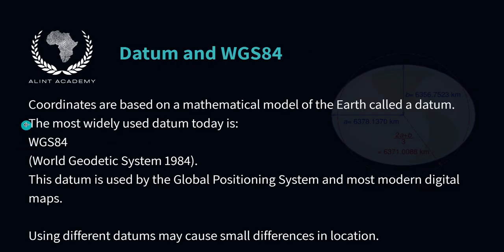Datums and the WGS-84. Coordinates rely on a mathematical model of the Earth called a datum. The most common today is WGS-84, the World Geodetic System of 1984, used by GPS and modern digital maps. Different datums can cause small variations in location.